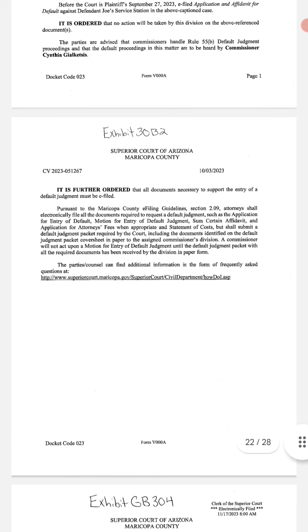Pursuant to the Maricopa County e-filing guidelines, section 2.09, attorneys shall electronically file all documents required to request a default judgment, such as application for entry of default, motion for entry of default judgment, some certain affidavits, and we did all that. I'm not going to read that. So basically, this was his order saying he ain't deciding it, right? So he passed it to Gialketsis, okay?